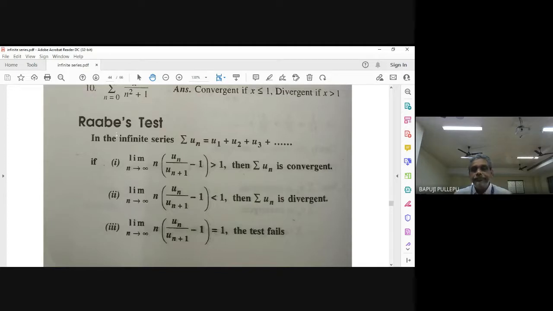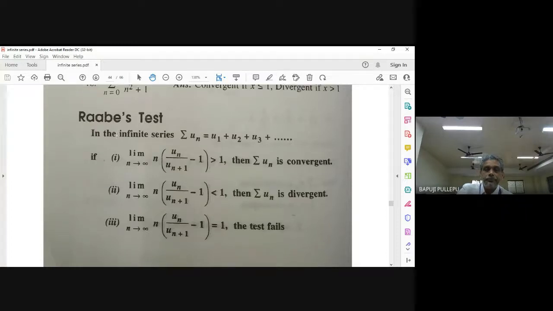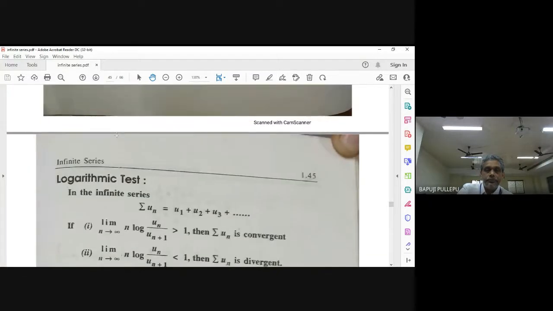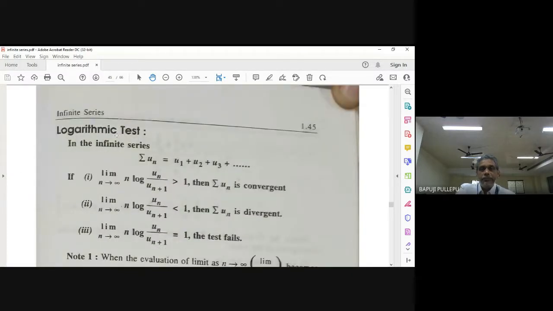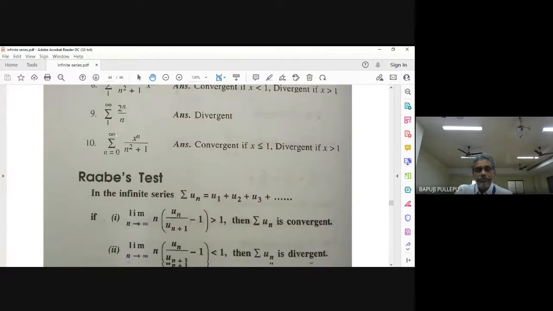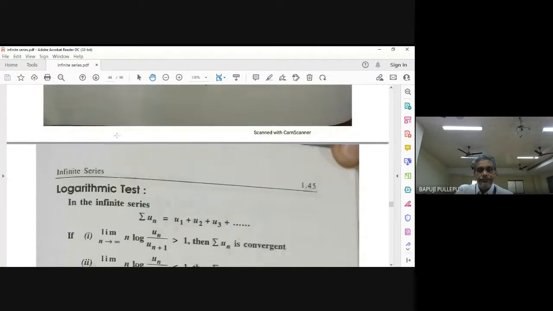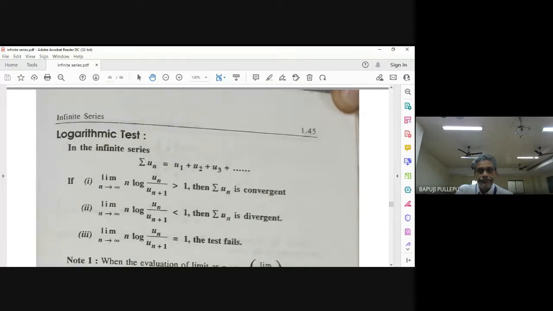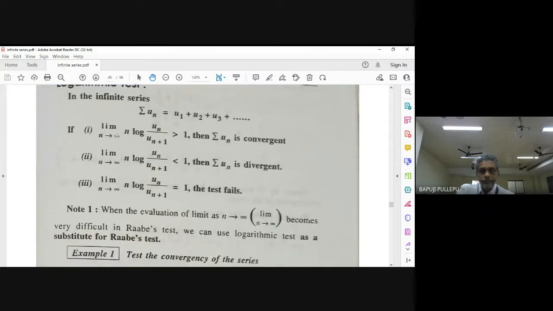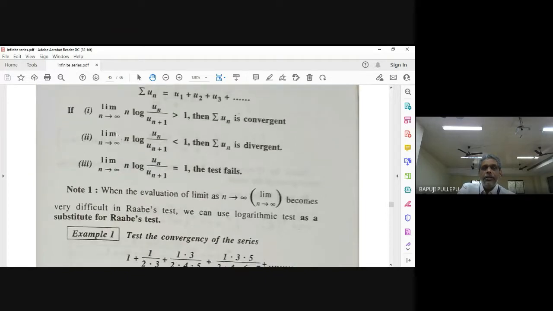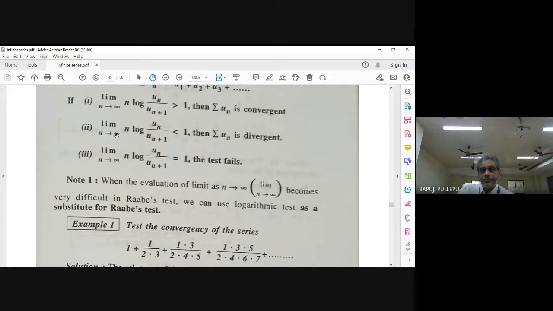Copied, sir. Have you copied? Yes, sir. Then the logarithmic test. Same thing: you will take the log, n into the ratio minus 1, then log of that value. The evaluation of the limit n tends to infinity becomes very difficult in Raabe's test. We can use logarithmic simplification in Raabe's test.